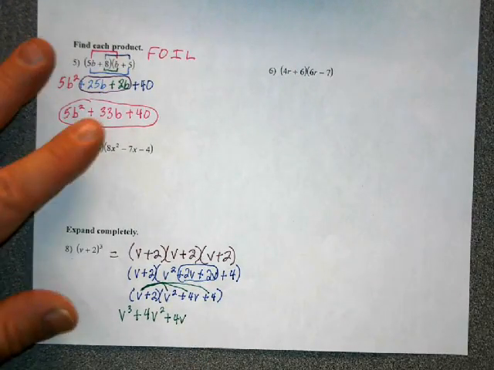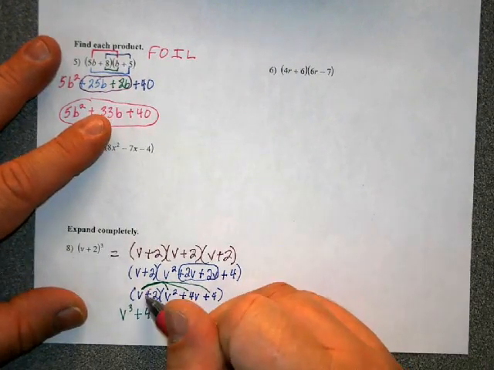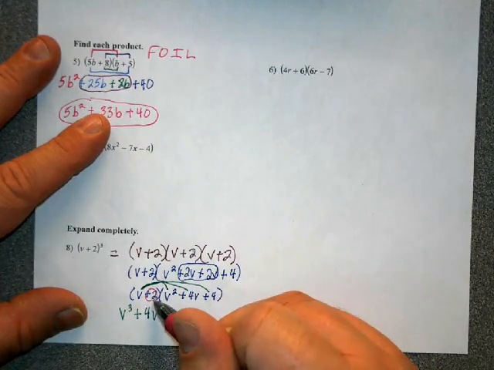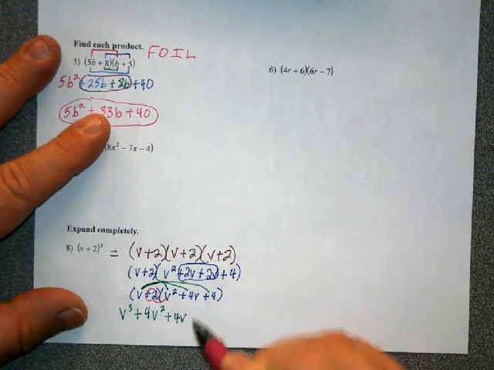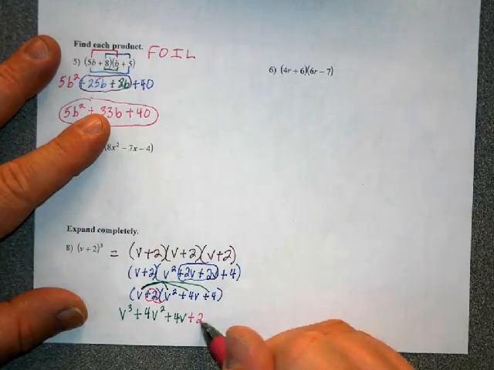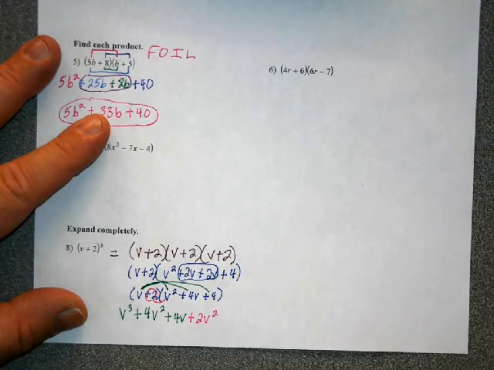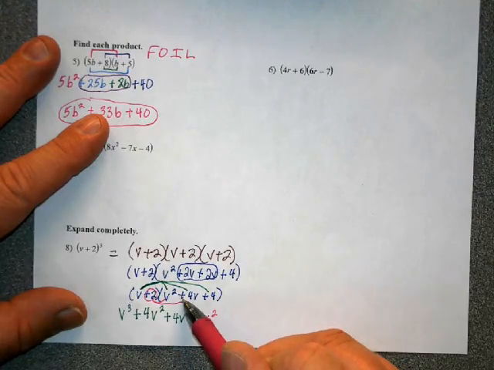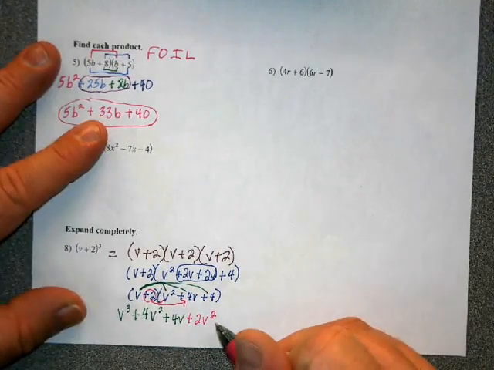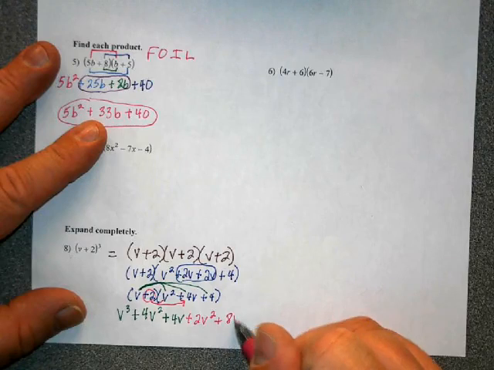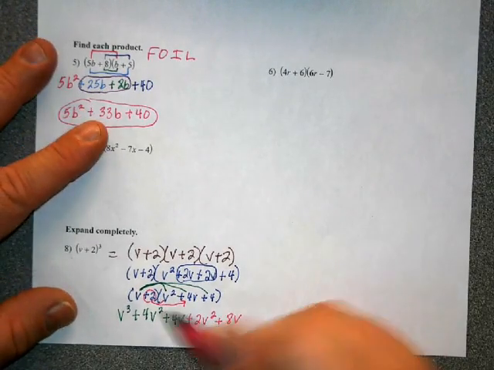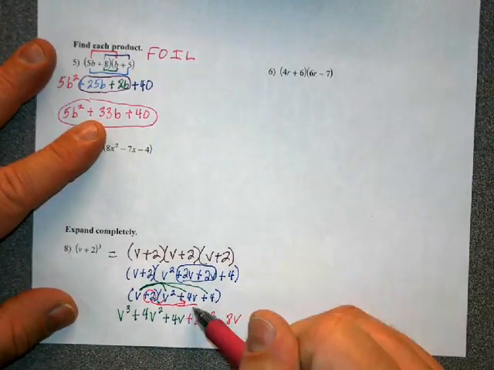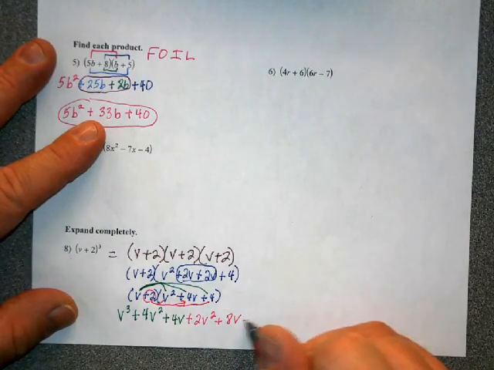Okay, then we've got to distribute that plus 2. 2 times v squared, plus 2v squared. 2 times 4v, 8v. And then 2 times 4 is 8.